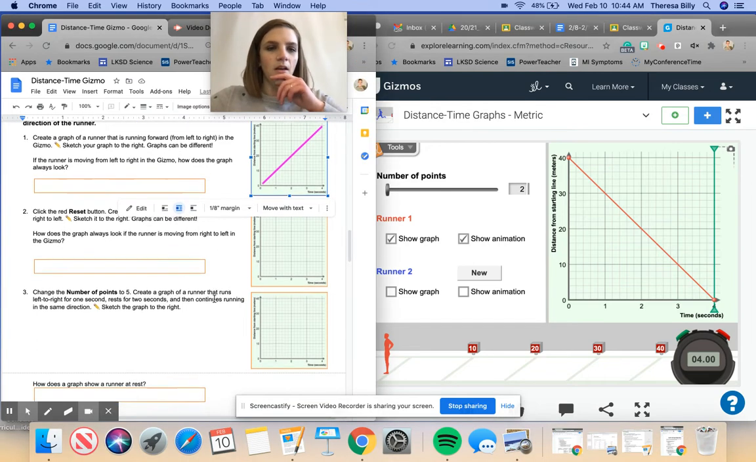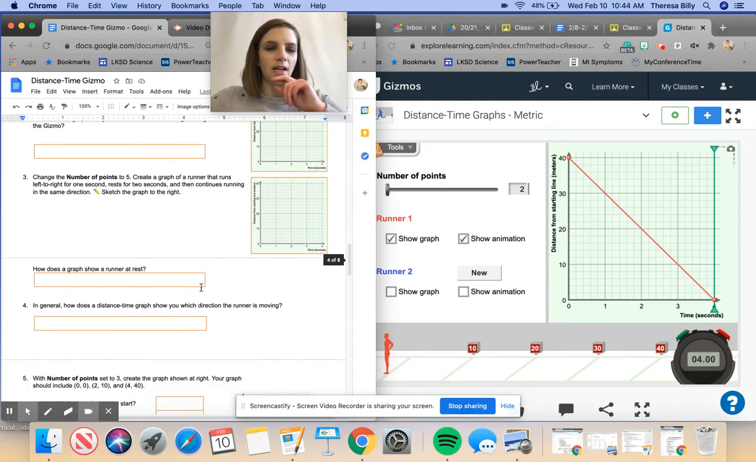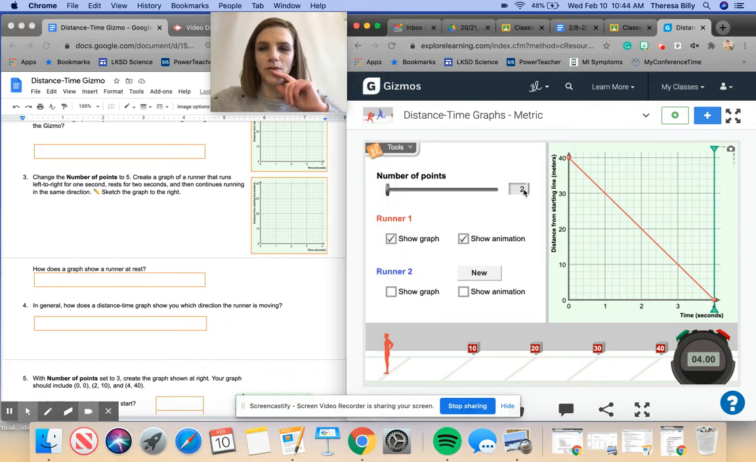Okay. Now, question number 3 is kind of the challenge part of this. It says change the number of points to 5. Okay, so we're going to do that first. Hit enter.